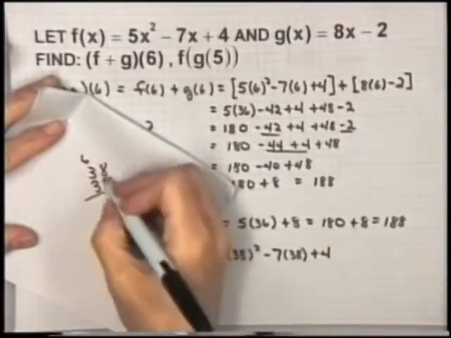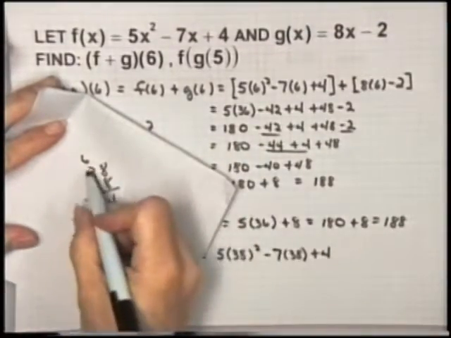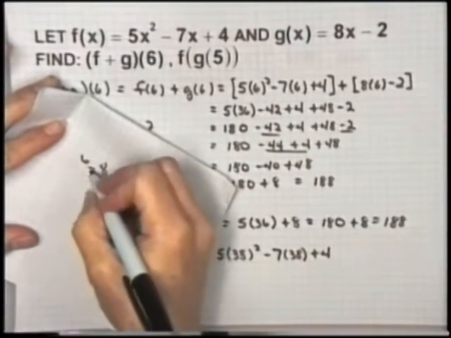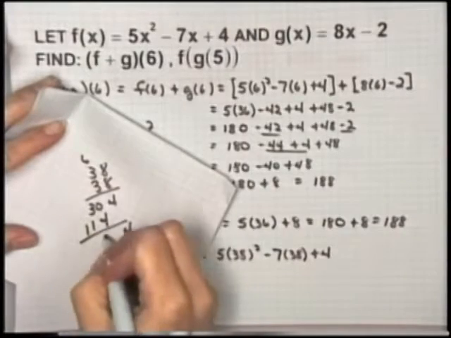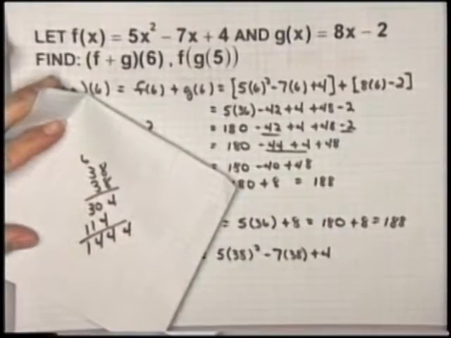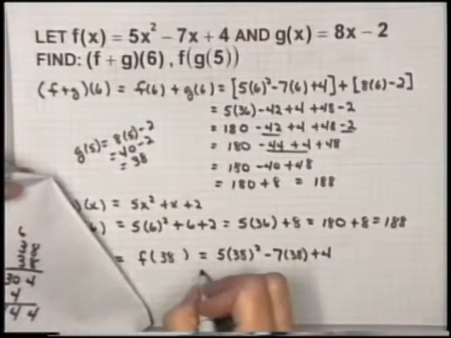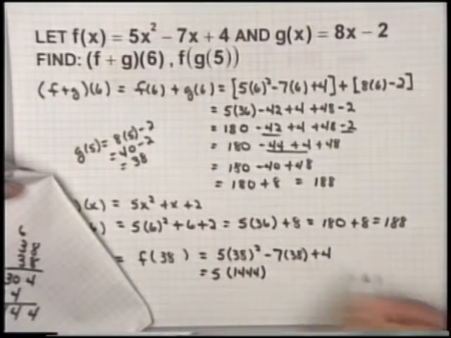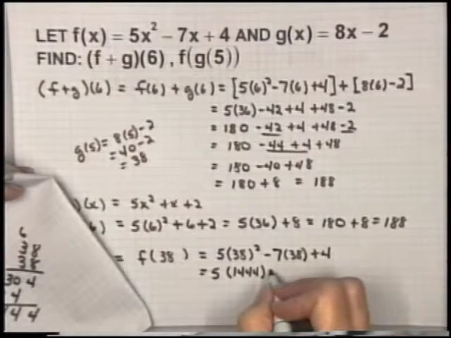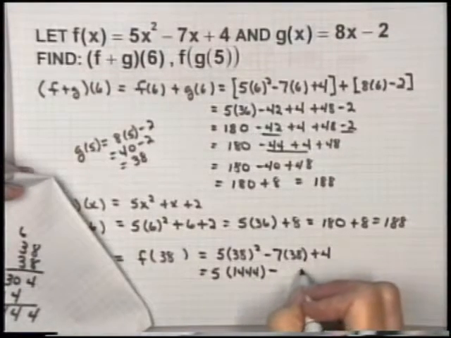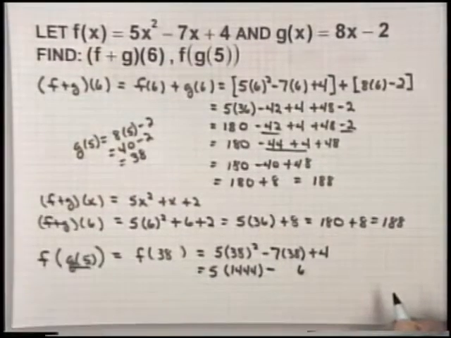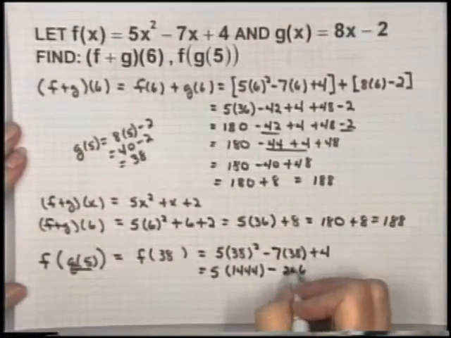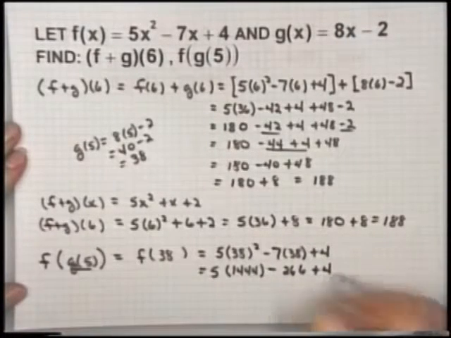38 times 38: 8 times 8 is 64, I'm carrying 6, so I have 24 plus 6 is 30, 3 times 8 is 24, 9 plus 2 is 11, so that's 1,444. Okay, I have 5 times 1,444. Let's go ahead and multiply. I'll have a negative 7 times 8 is 56. I'm carrying a 5. 7 times 3 is 21. Plus 5 is 26. Bring down that plus 4.